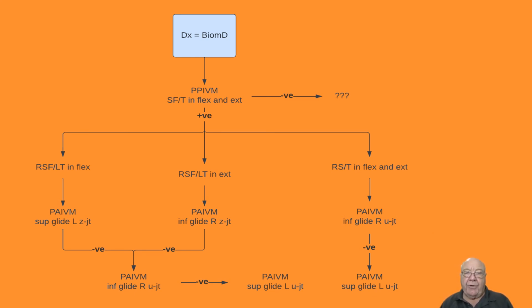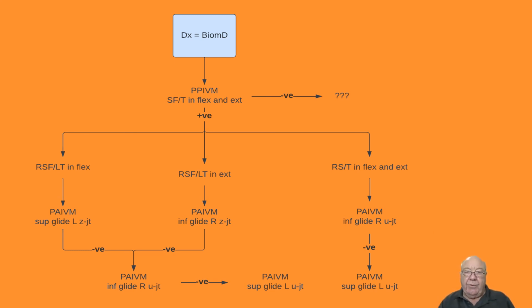And we start off with the diagnosis of biomechanical dysfunction of the cervical spine. We then do the PPIVM, side bending, translation, in flexion and extension. And we find that they're positive, all right? And we move on from there. If they're negative, then you have to wonder what's happening. Either the diagnosis is wrong or your PPIVM abilities are not that great, but there's something wrong, so you have to review what you've done and consider you've made a mistake somewhere along the line. On the other hand, if the PPIVMs are positive, we can move into it.